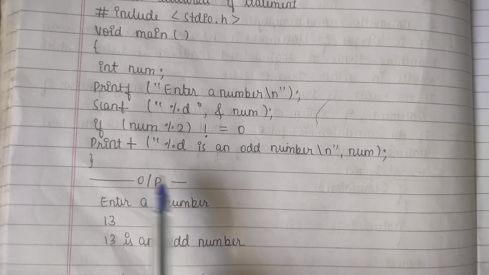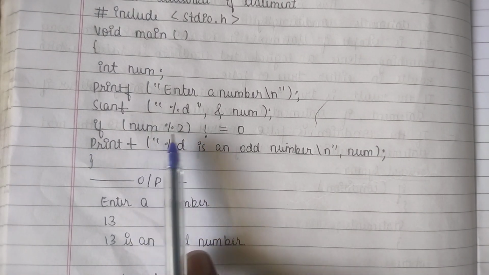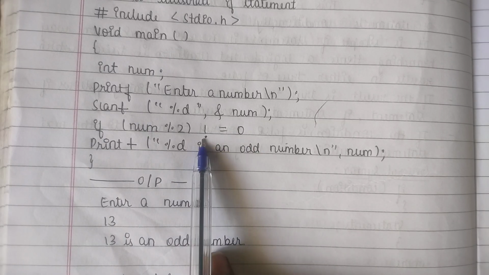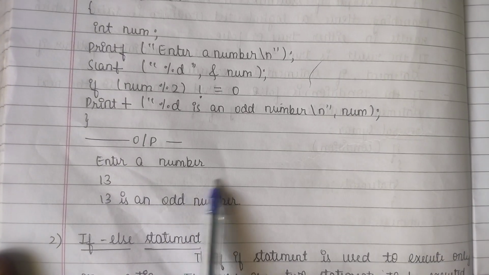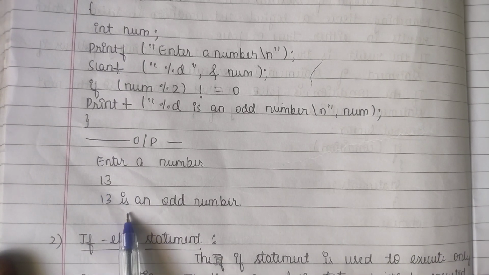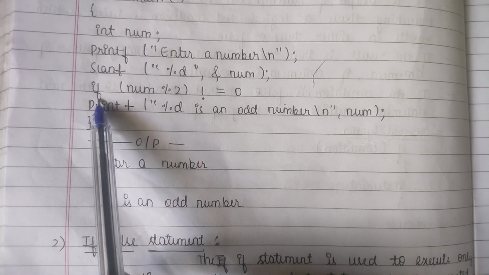That we don't want here, right? See, if a number is divided by 2 and the remainder is 0 it is even. If the remainder is not equal to 0, then just print odd number, right? Say here, enter a number is 13. This is an odd number because if 13 is divided by 2, the remainder is 1, so it is an odd number, right? Here we are checking the condition.